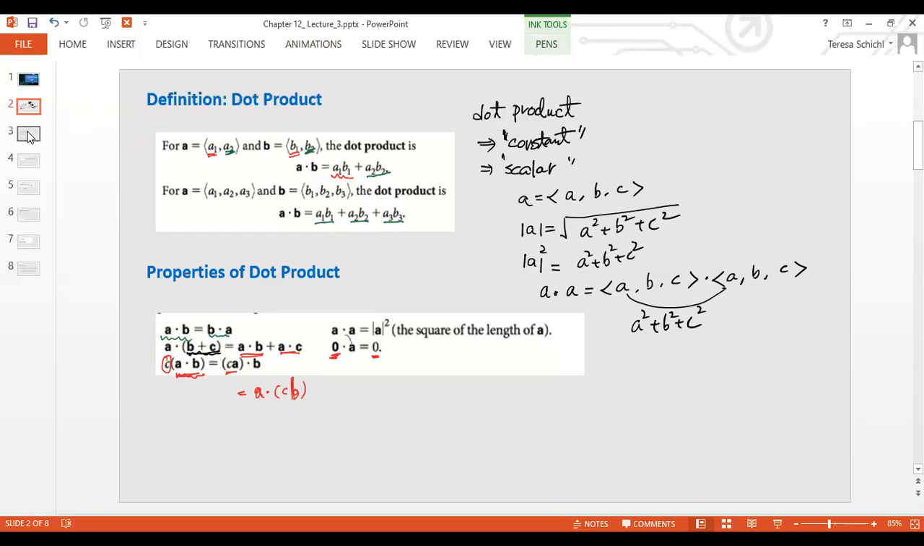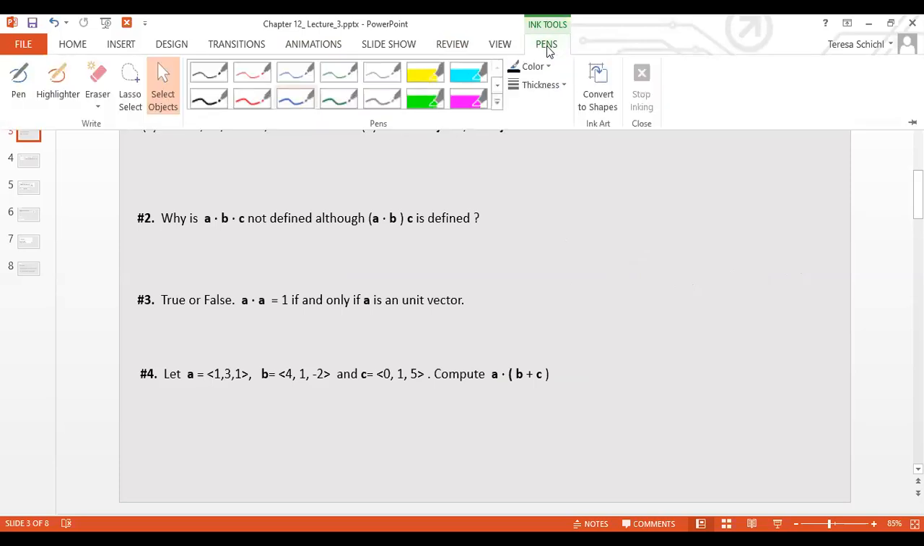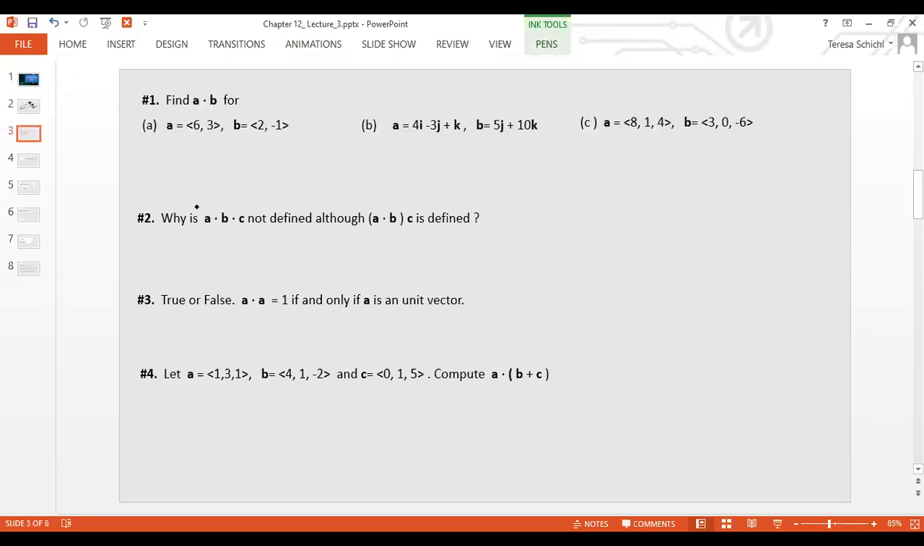Now let's take a look at some practice problems. I'll change the color. The first few are very mechanical. Let's take a look at A dot B. That means 12 minus 3, so this is 9. That's pretty straightforward.